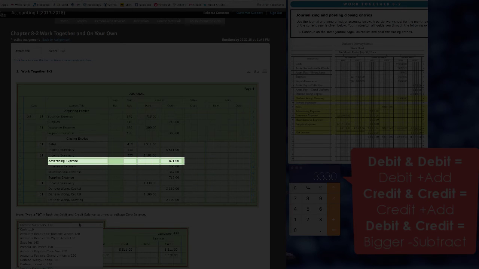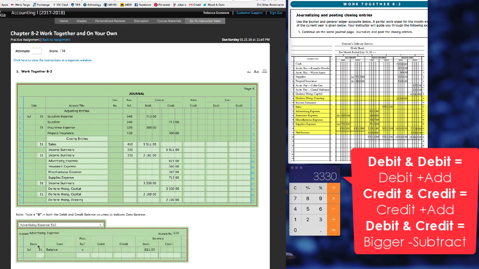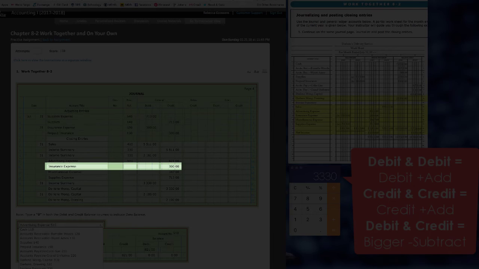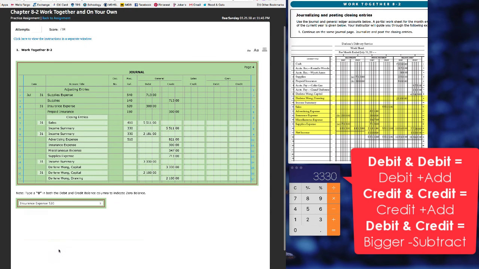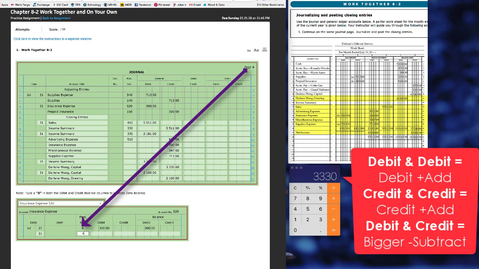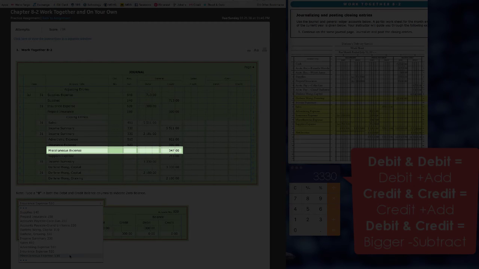And now I'm going to go down to advertising expense. On the 31st, page 4, advertising expense was a credit of $821. Now when I subtract my debit and credit, I get 0, 0, which is good. We closed that out. 510 for my account number. Insurance expense, if I scroll down here, on the 31st, on page 4, is a credit of 300. Debit minus a credit equals 0, 0, which is good. Closed that out, 520.